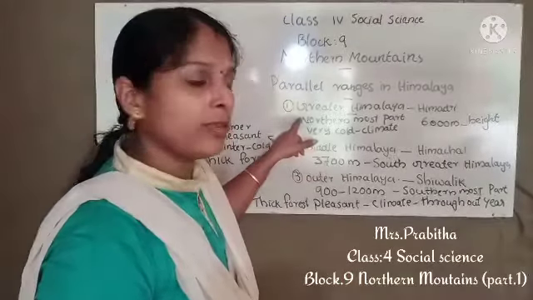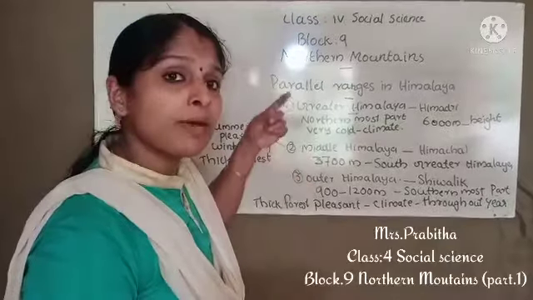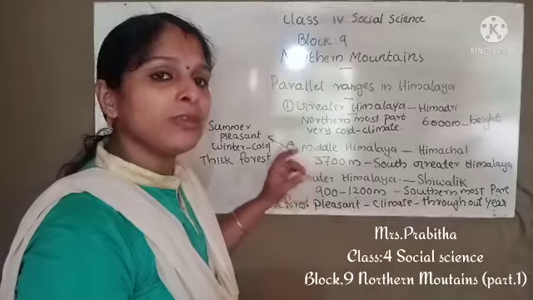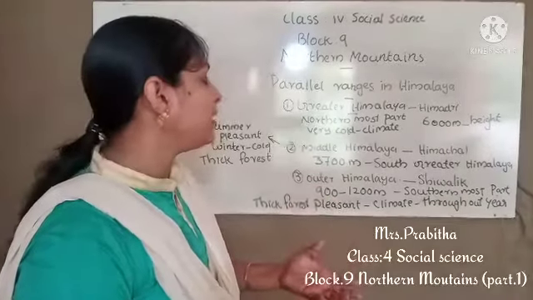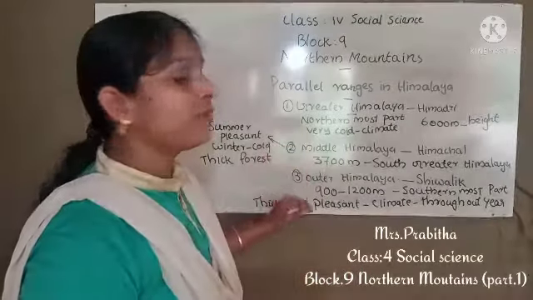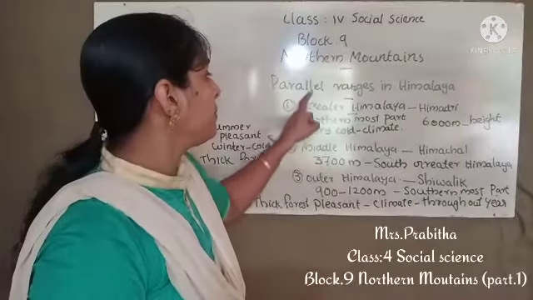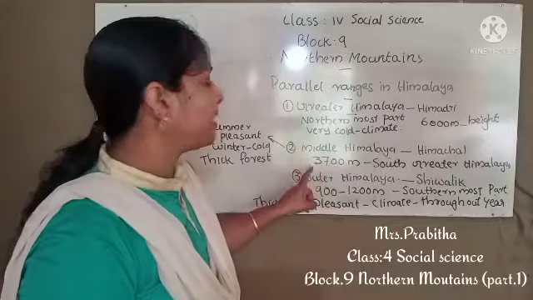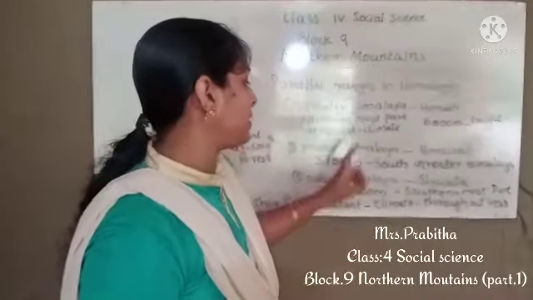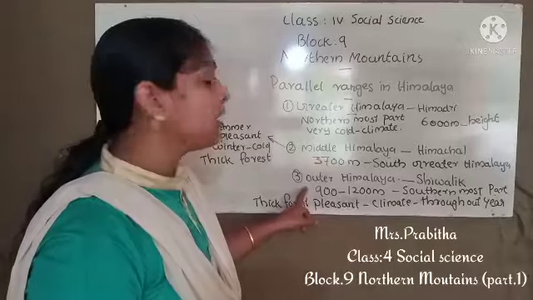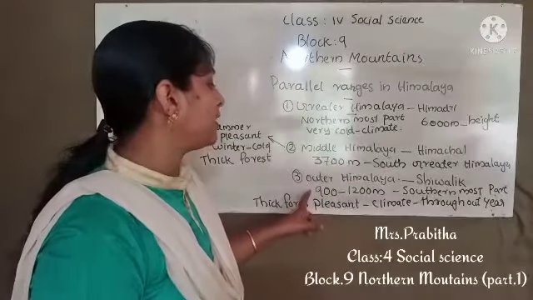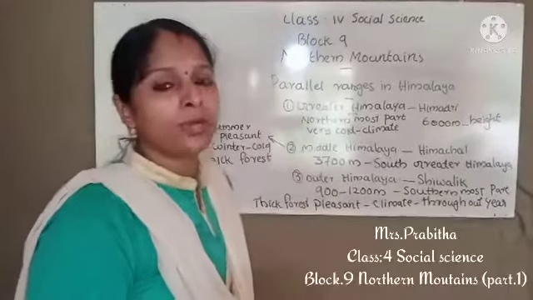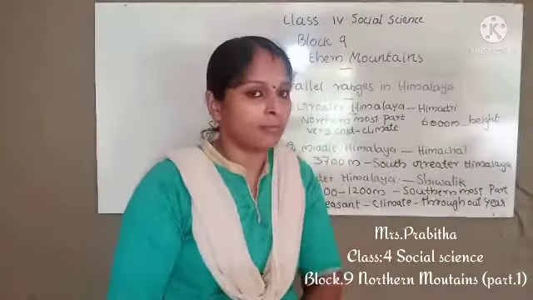Then how is the climate in each parallel range? Greater Himalaya is very cold. Middle Himalaya is pleasant in summer and cold in winter. Outer Himalaya is pleasant throughout the year. Then the average height of each range: Greater Himalaya 6,000 meter, Middle Himalaya 3,700 meter, and Outer Himalaya between 900 to 1,200 meter. These are the main things you have to study about the three parallel ranges in Himalaya.